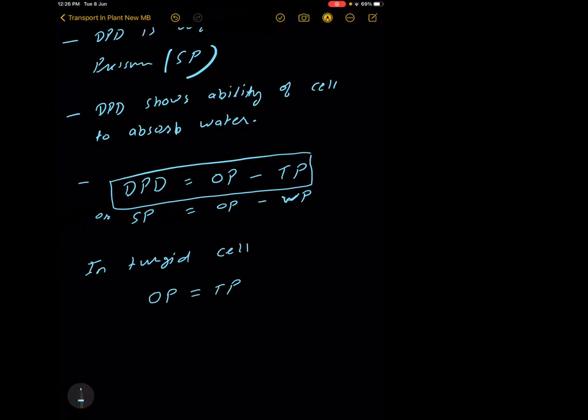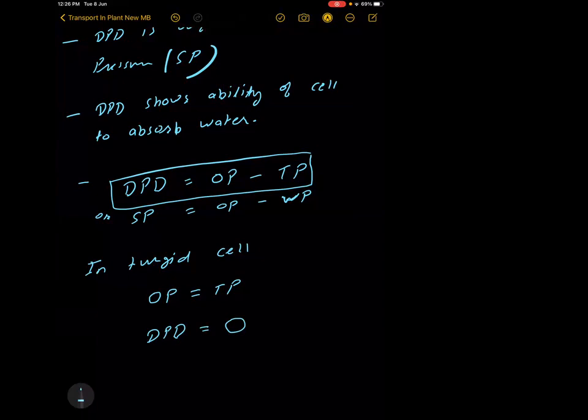Yes, OP is equal to TP means no chance of absorption of water. No water can enter the cell. It means there is no suction pressure, no diffusion pressure deficit, no reduction in diffusion pressure. So DPD becomes 0. OP equal to TP means it is a turgid cell, a completely stretched cell. Now it cannot absorb more water. DPD means suction pressure, or you can say thirst. So now the cell becomes completely satisfied.